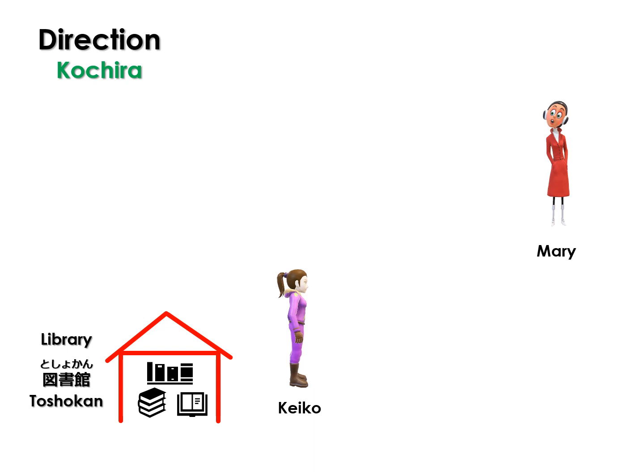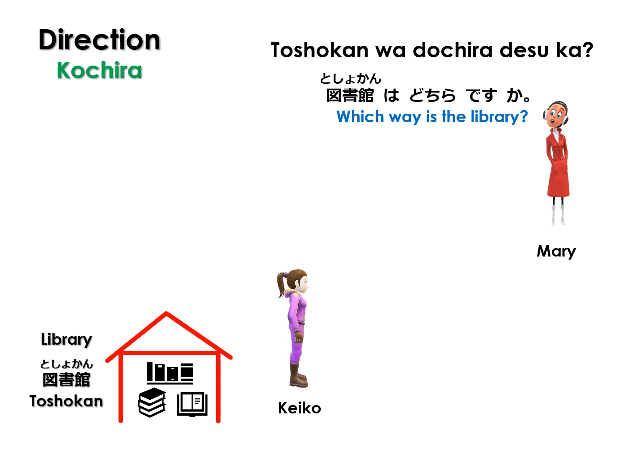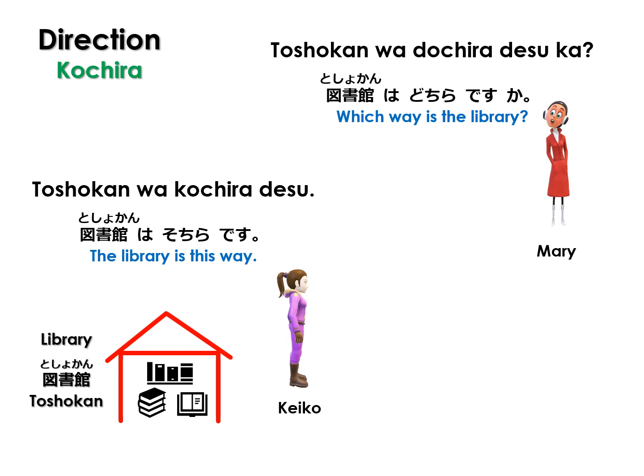And Mary wants to go to the library, so she asks Keiko, Toshokan wa dochira desu ka? Meaning, which way is the library? And Keiko answers, Toshokan wa kochira desu, meaning the library is this way, in my direction.